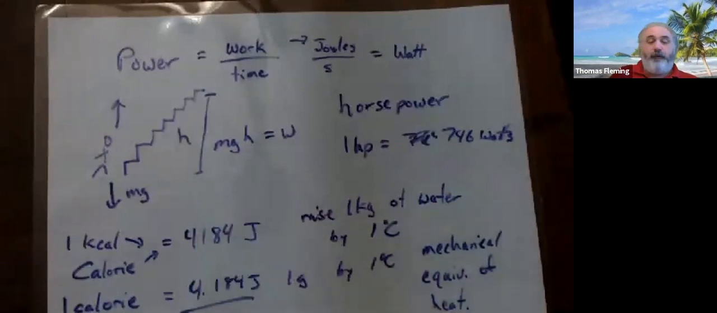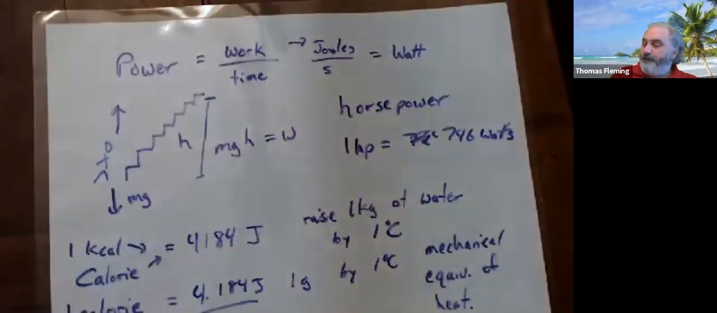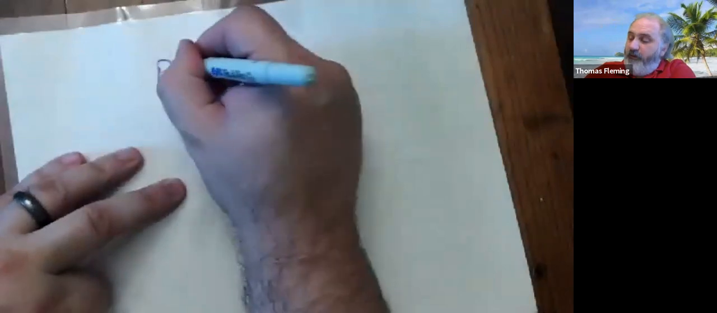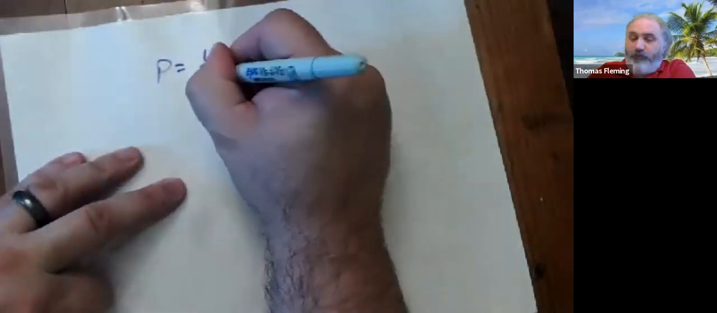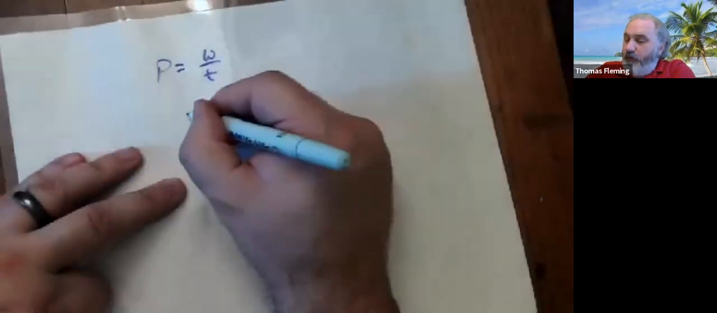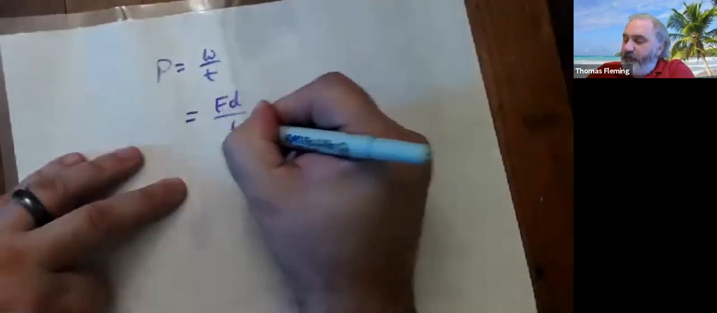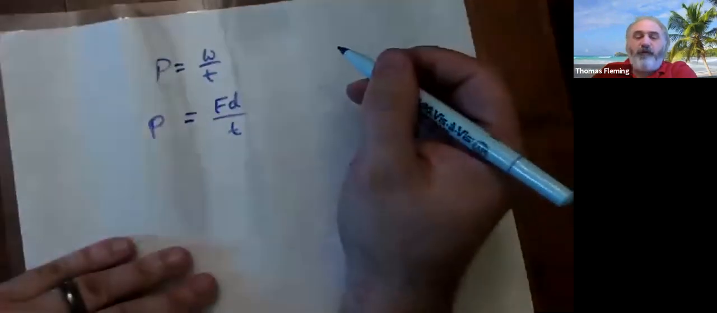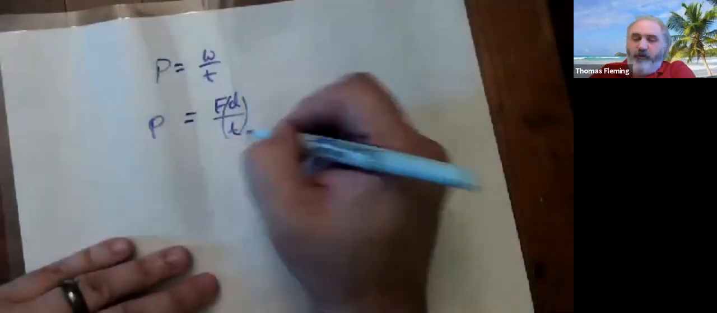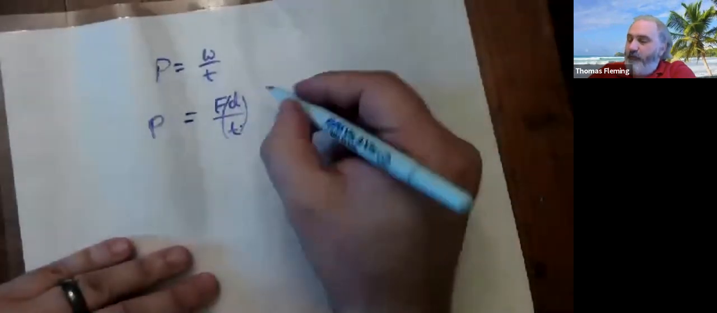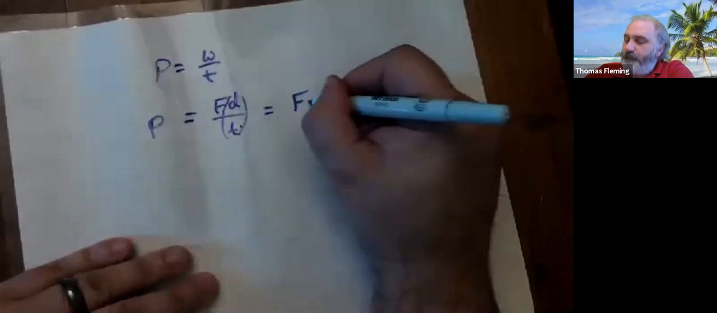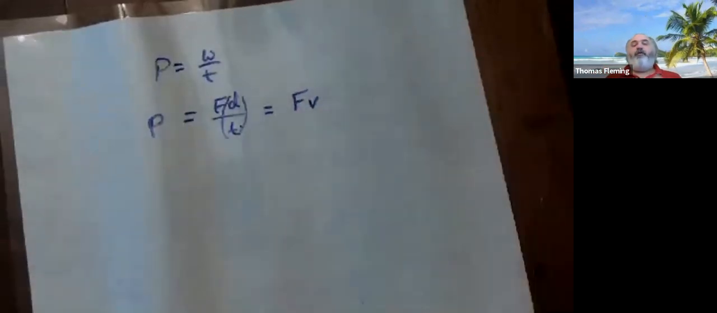One last little trick with power, and we'll call it a day. Oh no, did I run out of pads? There we go. This one. So if power is equal to work over time, but work is force times distance, well, what if I just group this differently? What is that? Distance over time. That's a velocity, right? So we can say that the power is force times velocity.